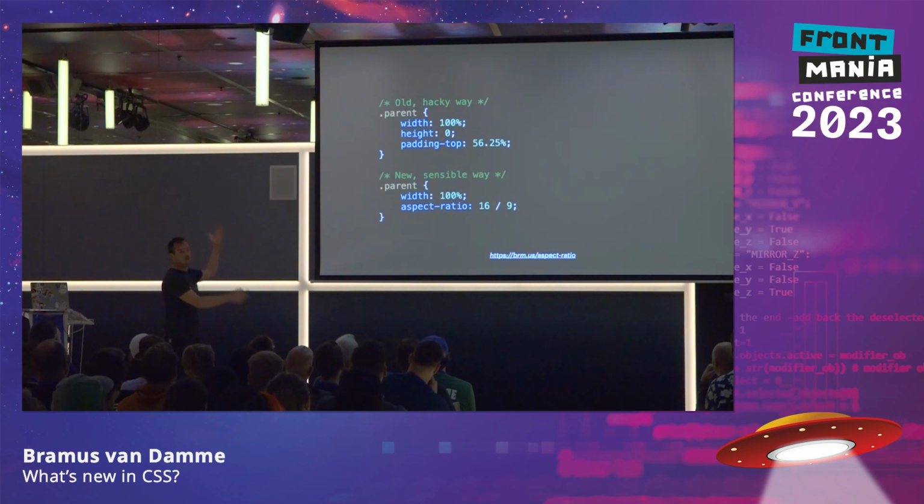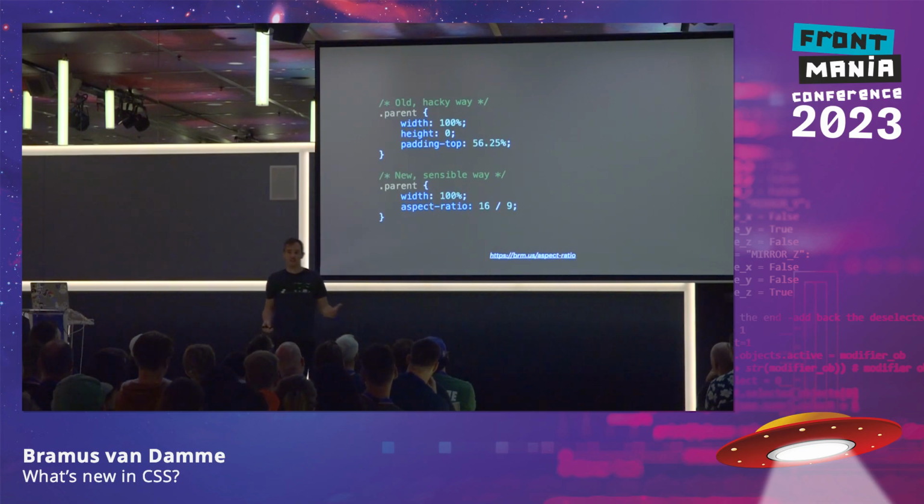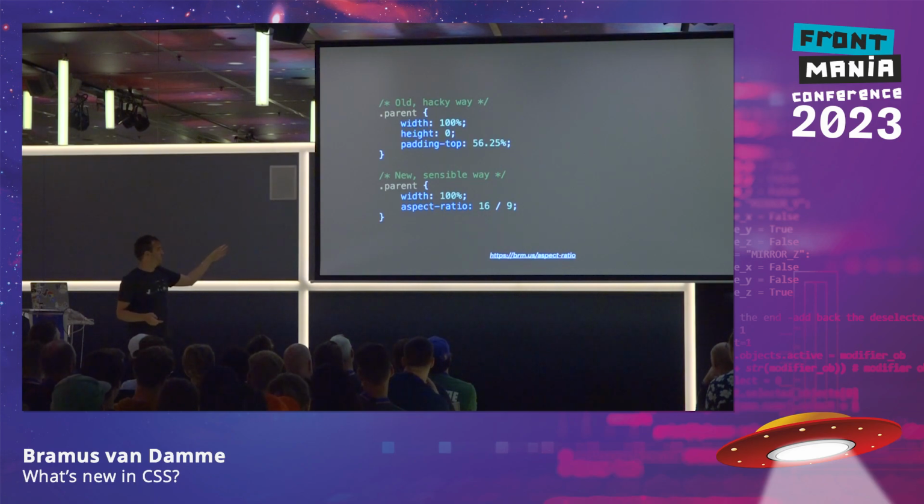You can use aspect ratio and give it an aspect ratio. Now, that doesn't even need to be 16:9. So if you have an image that's 8,522 pixels by 7,000, whatever, just put the numbers in there, and the computer will do the math for you, and out comes the aspect ratio. So this is the sensible way to do it.